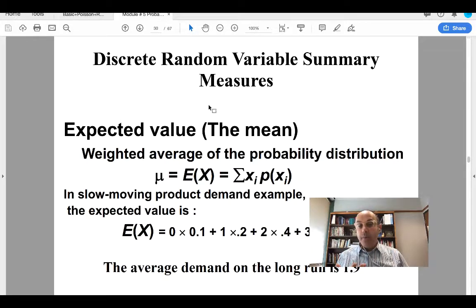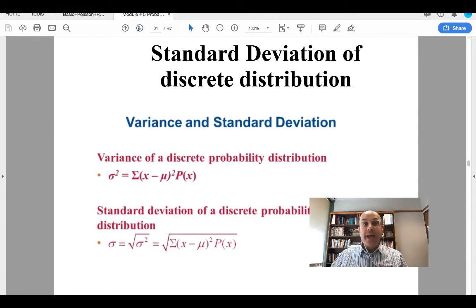For a discrete random variable, we have measures, and a standard equation like we did in descriptive statistics. We have expected value, which is the mean, and we also have the idea of averages. So expected value is the weighted average of the probability distribution, and we calculate it according to mu equals the sum of xi multiplied by P(xi). So that is the idea of what it stands for and why we calculate that.